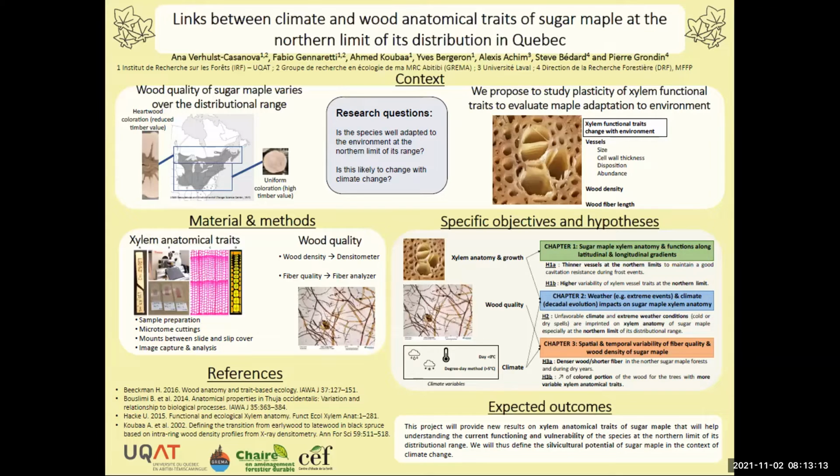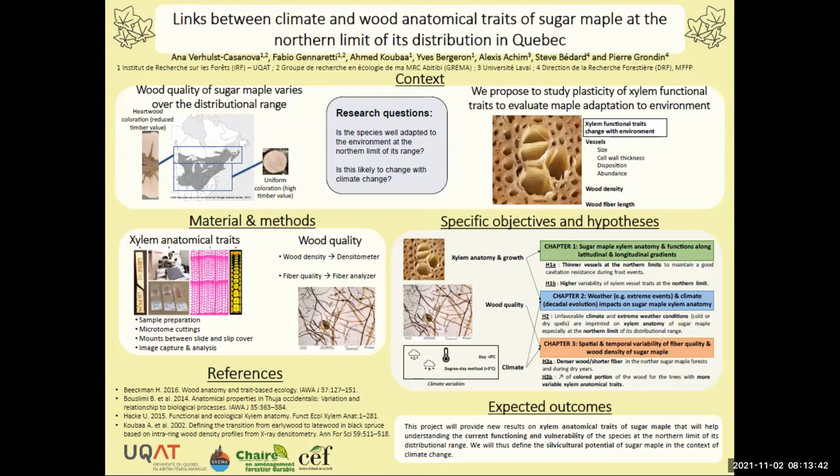So for our objectives, we will divide my project into 3 chapters. The first one will characterize the xylem anatomical traits and how they vary along the latitudinal and longitudinal gradient.